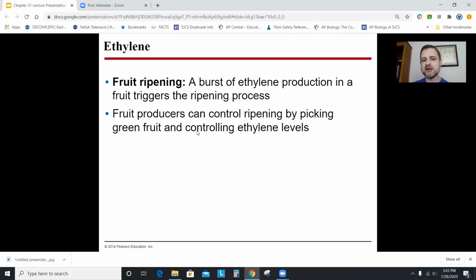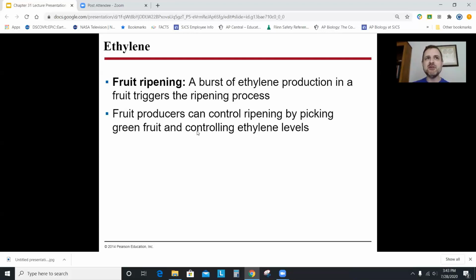So the second point here, lots of farmers have figured out how to use ethylene to control when fruit ripens. So think about if you're shipping fruit. Say you're an apple farmer in North Carolina, and you have someone that wants to buy your fruit, you need to ship the fruit to, I don't know, Germany, okay? If you pick the fruit when it's ripe and ship it to Germany, by the time it gets there, the fruit's gonna be overripe.